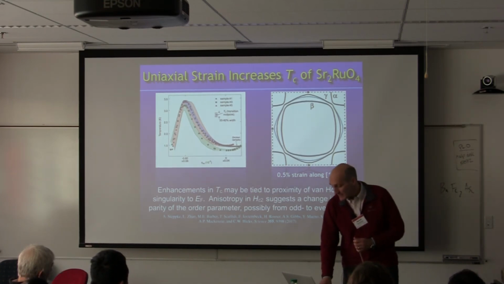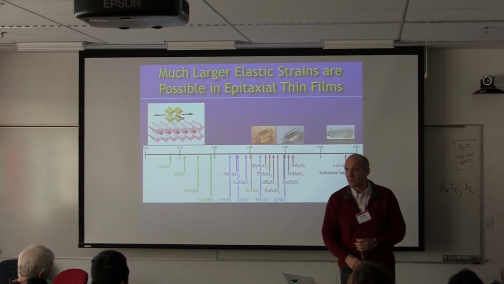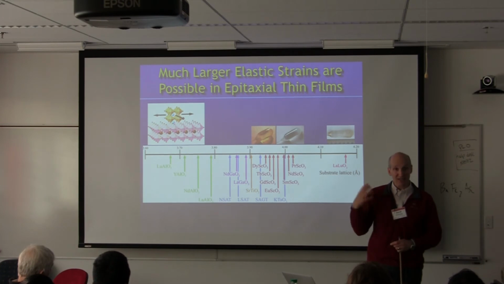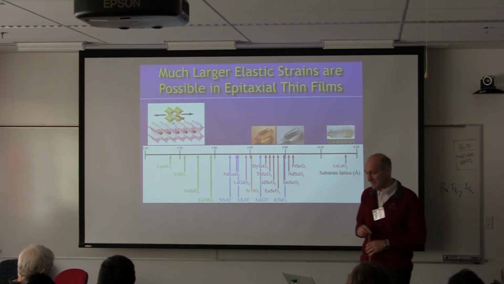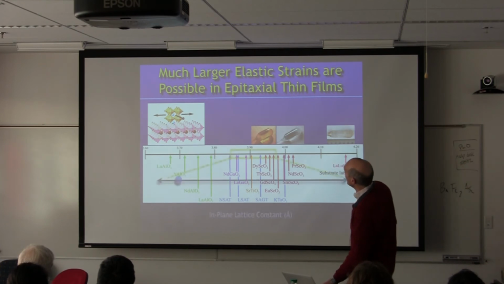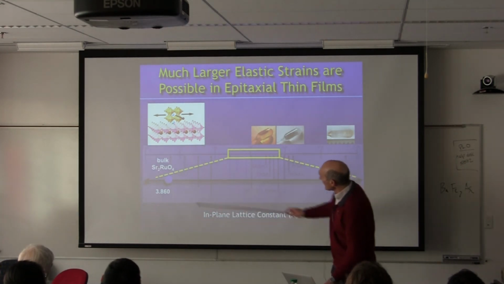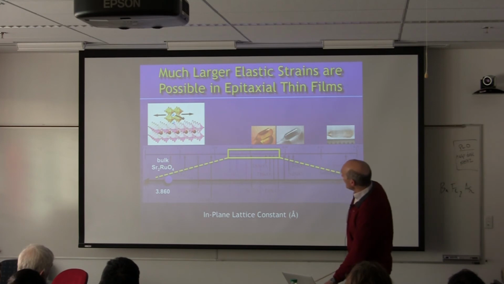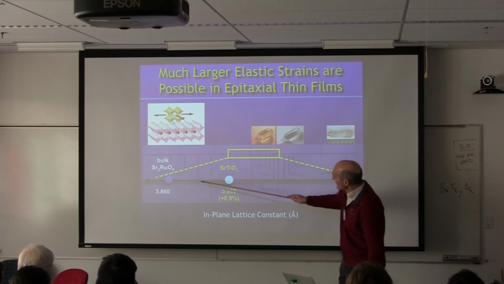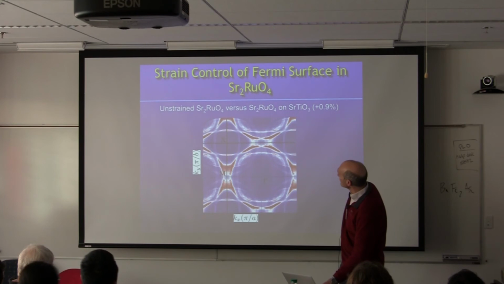Well, let's see directly what's going on in ARPES by applying biaxial strain by changing the substrate. So this is an example of tweaking this phase and seeing the electronic structure. So it's the same trick that I've been talking about. Strontium ruthenate has a lattice constant that's over here. The strains that are possible in film land are much larger than what you can do in single crystals. So I'm going to start off by showing 0.9% strain to strontium titanate substrates.